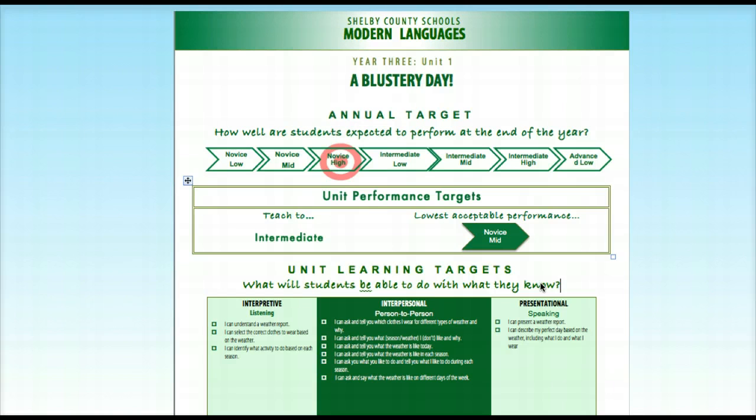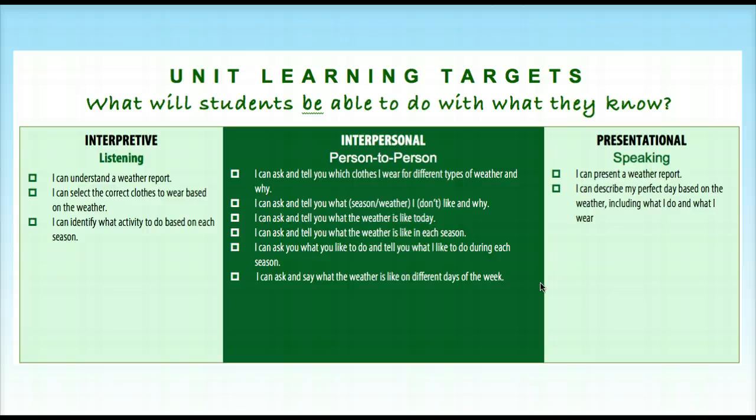Some examples of interpretive learning targets would be: I can understand a weather report. I can select the correct clothes to wear based on the weather. Let's say students listen to a passage and then select the clothes to wear based on the passage they hear about different types of weather. Some examples of interpersonal can-do statements can be: I can ask and tell you which clothes I wear for different types of weather and why. I can ask you what you like to do and tell you what I like to do during each season.